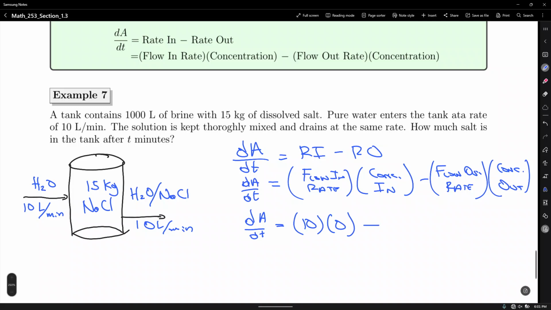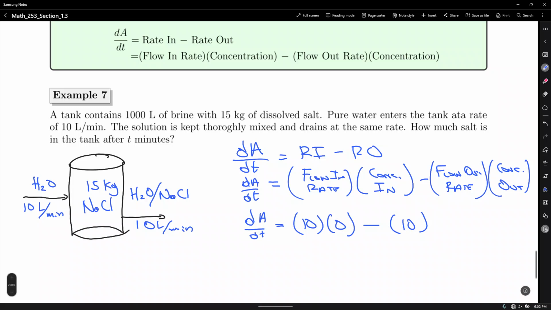Minus, what is the flow out rate? Well, they're telling us it's exactly the same, 10. And what about the concentration out? Here's where it gets a little tricky. The concentration out will be variable because depending on how much water comes in, we have 15 kilograms of salt. More water coming in, brine coming out. So the concentration of salt is going to decrease as time moves on, right? But we don't know. How do we express this?